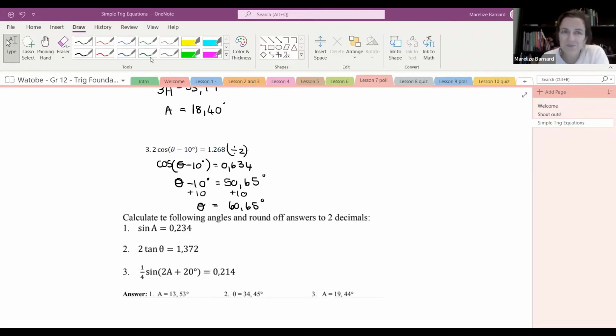I do see a few new people have joined us as well. So welcome, and we are busy solving some very simple trig equations just to refresh our memories of how this works.